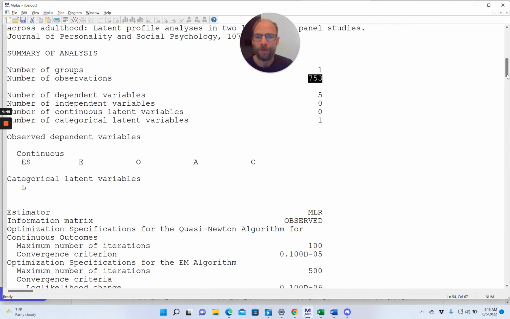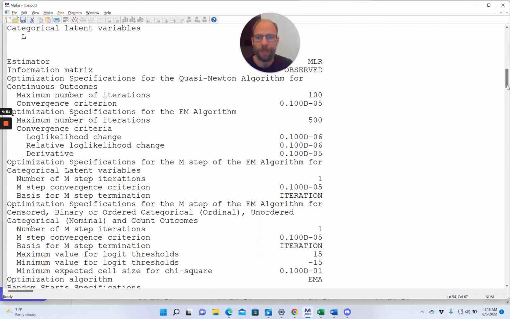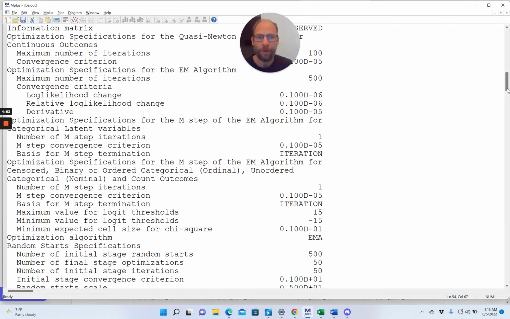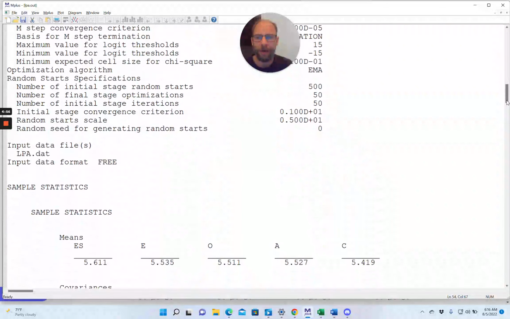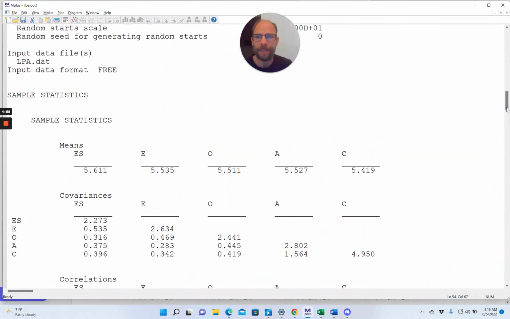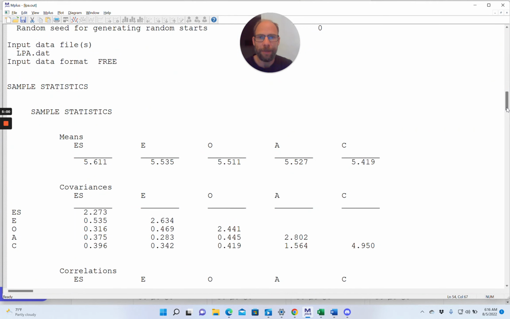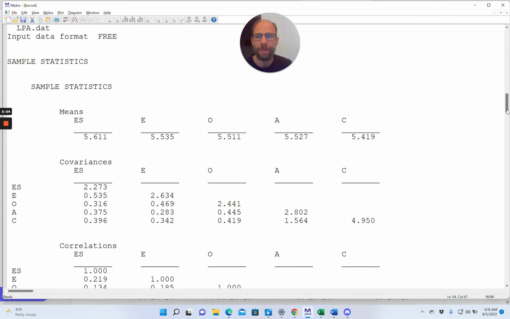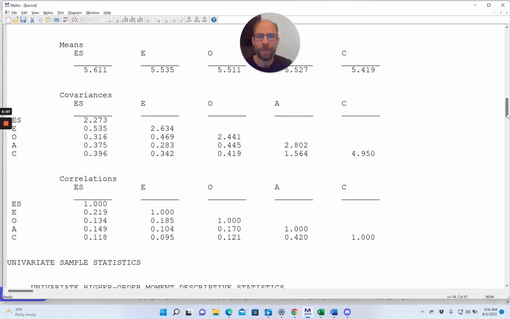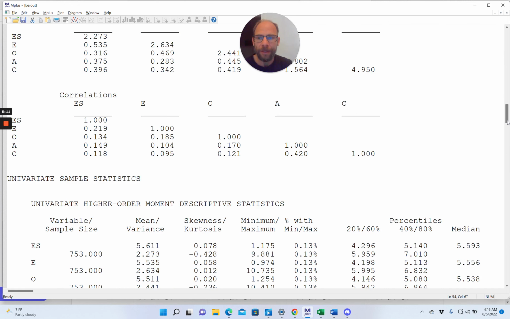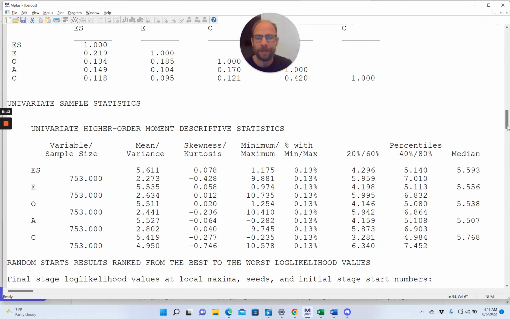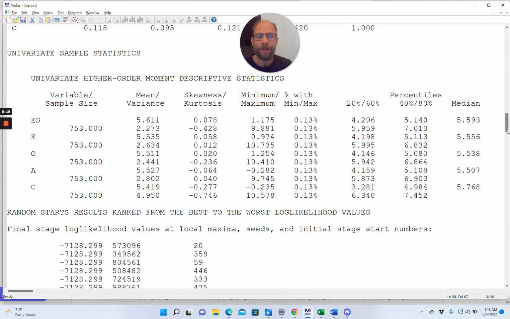And then when we scroll down, you get a bunch of technical information that I don't want to go into the details of right now. After that, you get the sample statistics. If you asked for Samstat in the output option in Mplus, you can take a look at the observed means, covariances, and correlations across the entire sample. And then you also get univariate sample statistics, where you can take a look at things like skewness and kurtosis, minimum and maximum, percentiles, and the median as well.